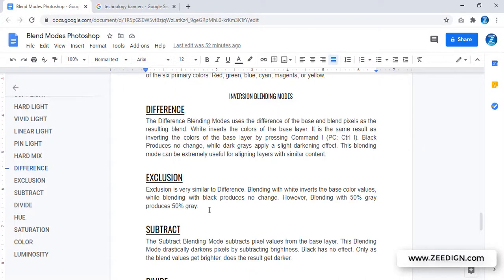Moving on to the exclusion. Exclusion is very similar to difference. Blending with white inverts the base color values, while blending with black produces no change. I mean, it is similar to difference because both of them are inversion blending modes, but it is different in the way that it is blending. When it blends with white, it inverts the base color, but when it blends with black, it does not make any change. And with the gray, it is 50%.